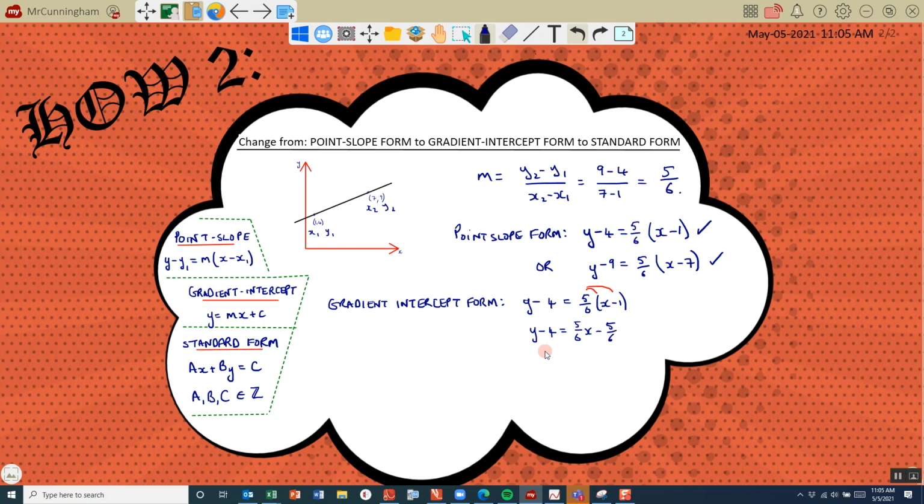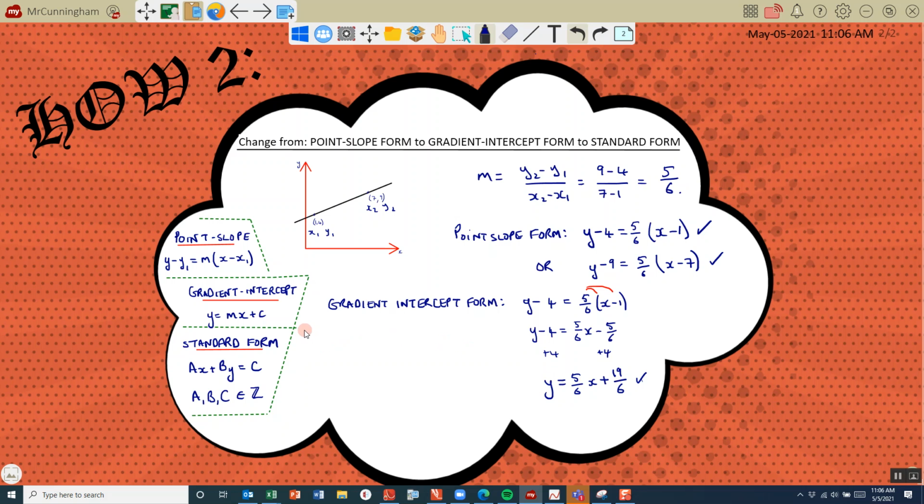And to get it so it's y equals, I'm going to add 4 to both sides. So that means I've got y equals 5/6 x, minus 5/6 plus 4, which is 19 over 6. So 5/6 x plus 19 over 6. And if you need a recap on how to do fractions, please look back at my how to add and subtract fractions. So I've got my point slope form, either one of these, like I said. Now I've got my gradient intercept form.